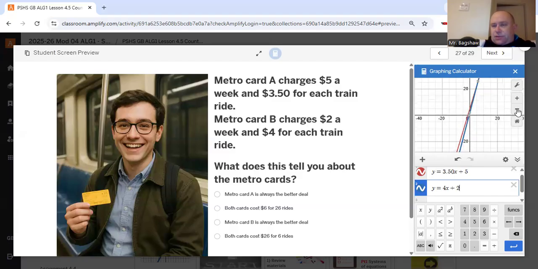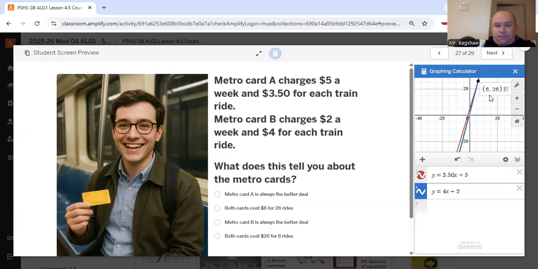And I don't see where they cross right now, so let me just zoom out a little bit. Here we go. And then we got the answer 6 and 26. Now, if we're rushing, we might well go ahead and just select this one here straight away. Oh, look, it says 6 and 26. If you can find 26 train rides for $6, you're doing pretty good.